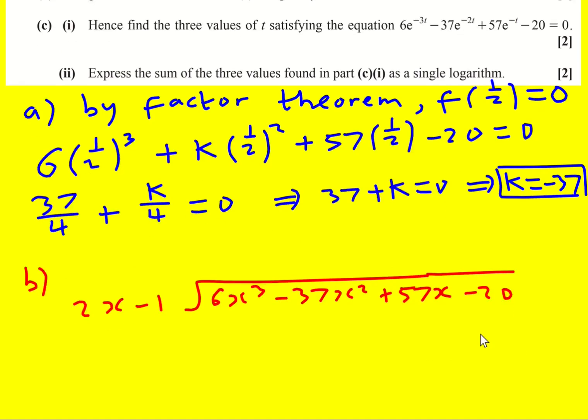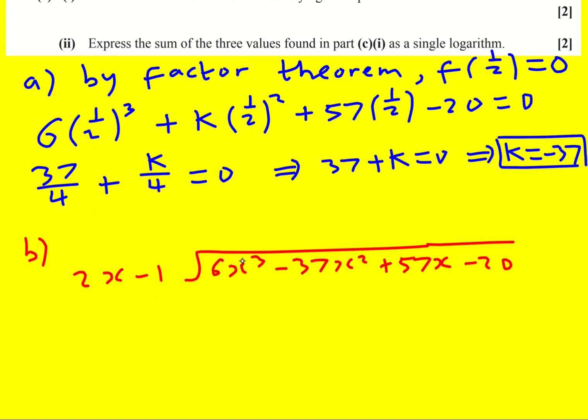There we go, that's the division we want to do. So 2x into 6x cubed is going to become 3x squared. Multiply back through. Subtract. Just be careful with the negatives, bring down the next one.